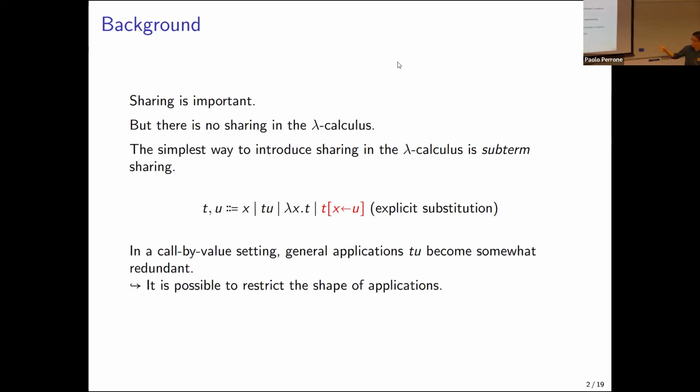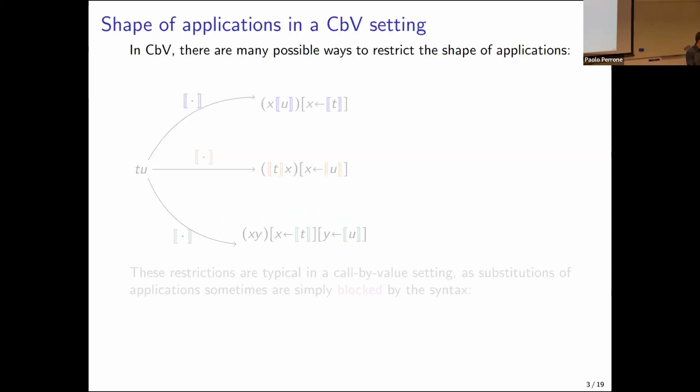In call-by-value settings, we don't really need general application. What I mean is that in the lambda calculus, we can apply any term to any term. But with explicit substitutions, we don't need that. We can restrict the shape of applications, and I'm going to show you how to do that. There are many possible ways to restrict the shape of applications in the presence of explicit substitutions.